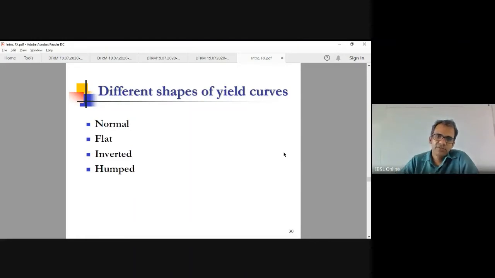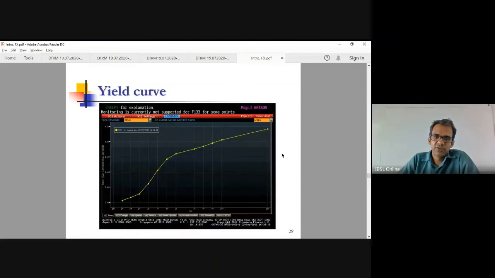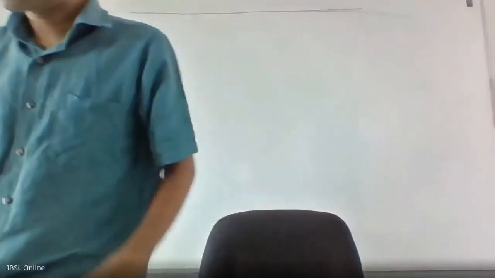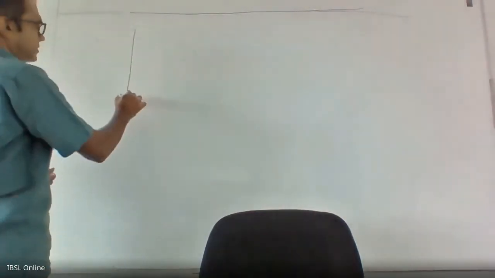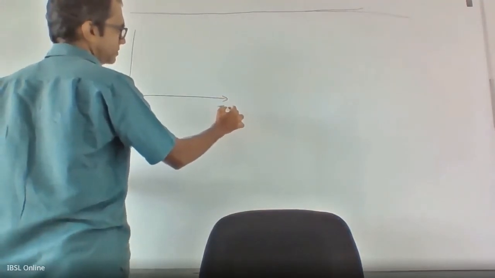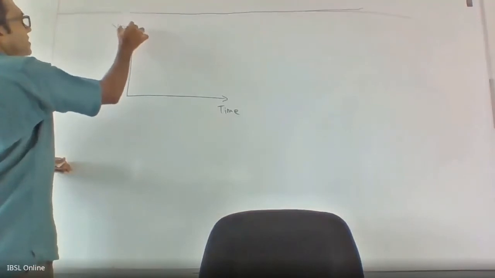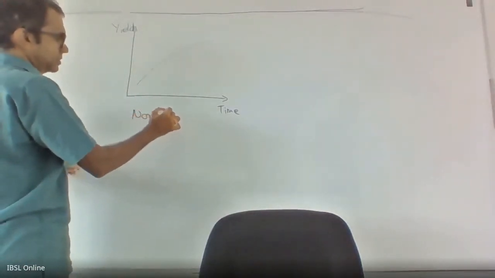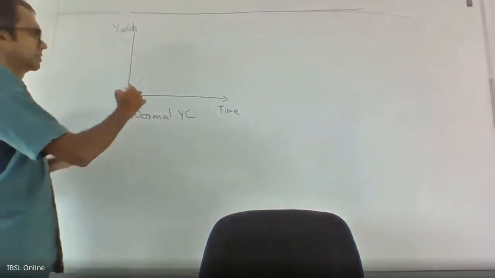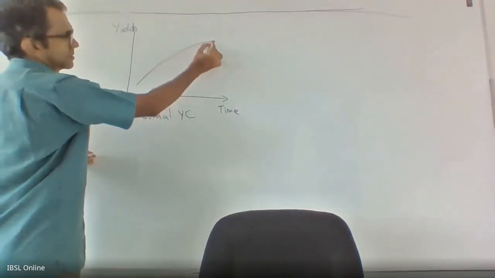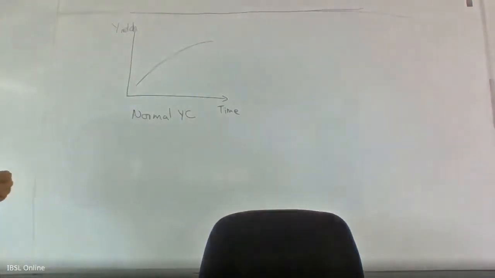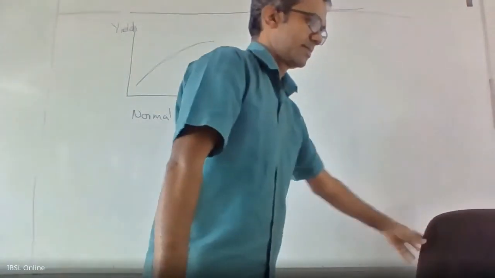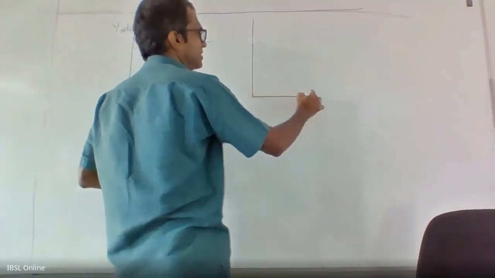What is a normal yield curve? As I showed you earlier, with the positive slope, that means when the yield is increasing with the tenor, we call it a positive yield curve. This is time, this is yield. If the yield curve is like this, it's a normal yield curve. With time, yield increases, but gradually the rate may decrease. Then the next one is the flat.